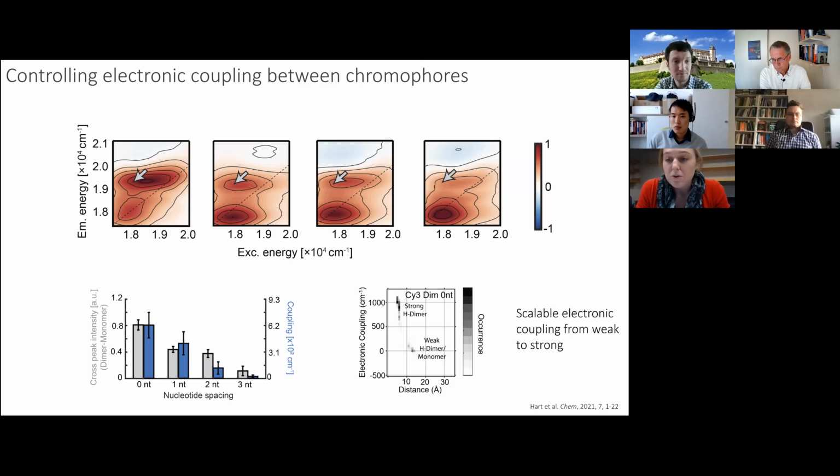In total, this shows us that we're able to generate a scalable system where we can control coupling from the relatively weak range, on the order of tens of wave numbers, to the relatively strong range, on the order of hundreds of wave numbers, to access the regime that's typically seen in natural light harvesting systems.